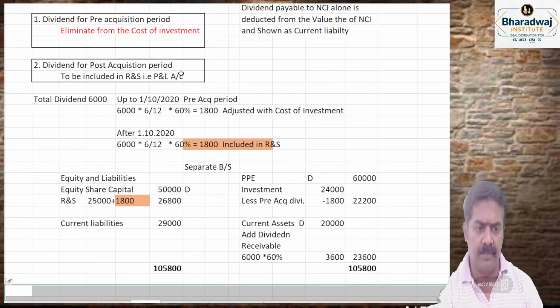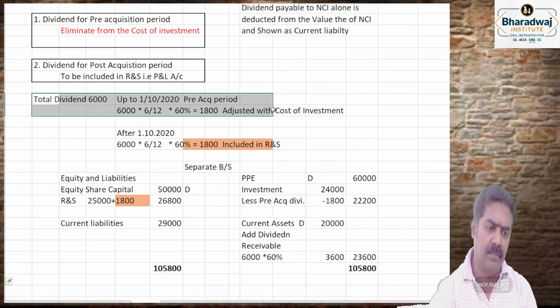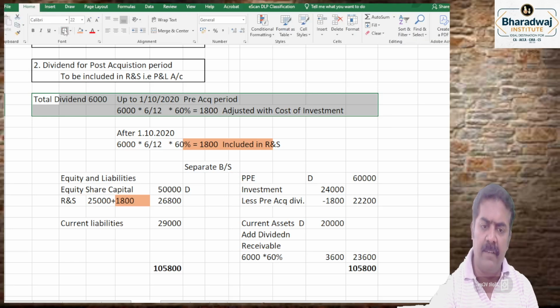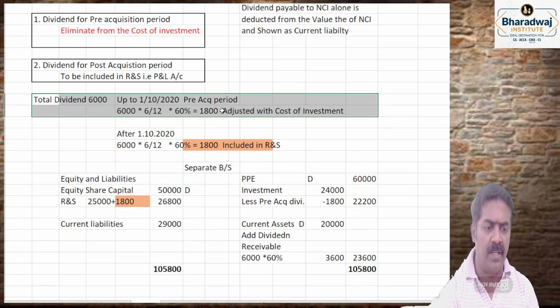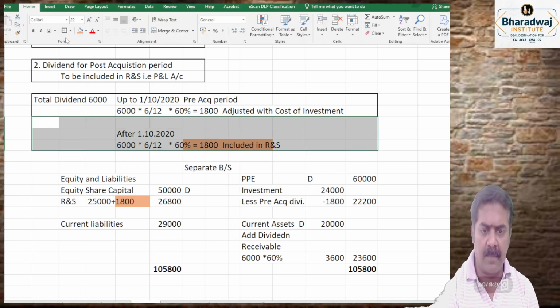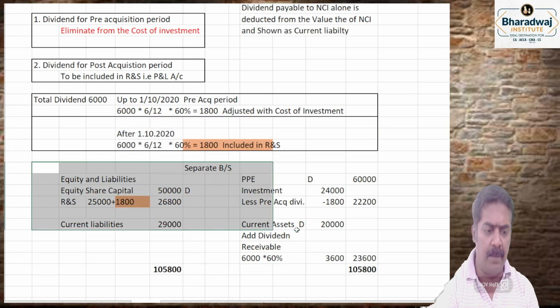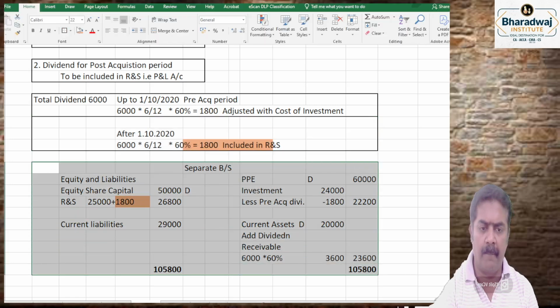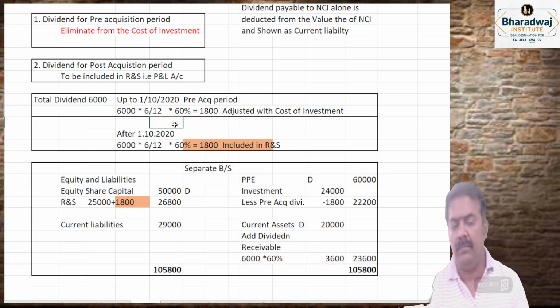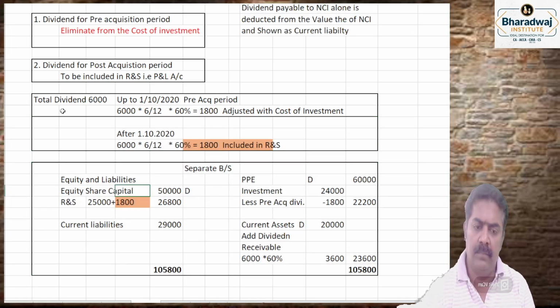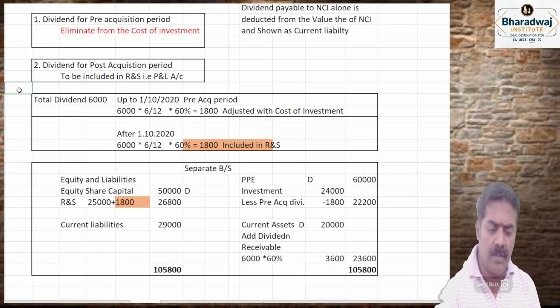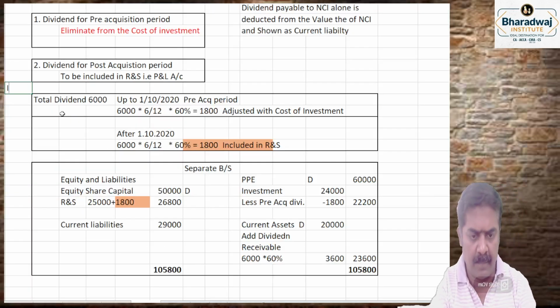Take up this. Out of the total dividend, the first 6 months becomes pre-acquisition period dividend. It will be adjusted with which one? Cost of the investment. The next 6 months, that is return on investment, is included in which one? Reserves and surplus. Then we prepare a separate balance sheet. This is which question number? Illustration 5.